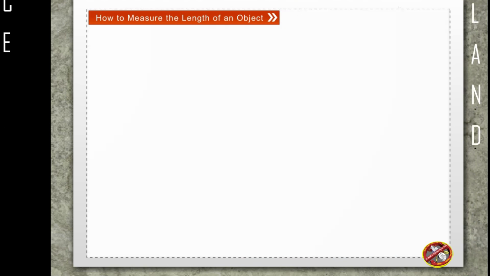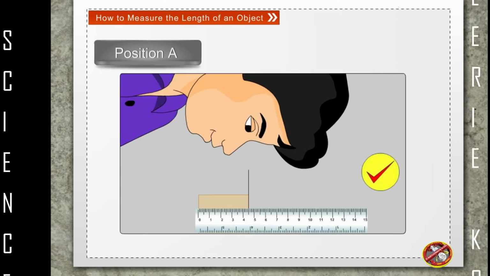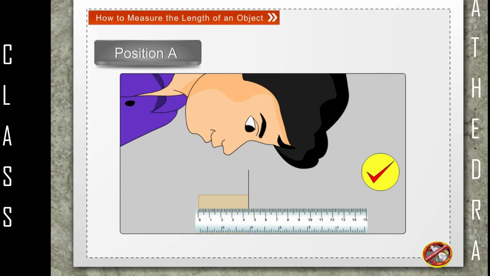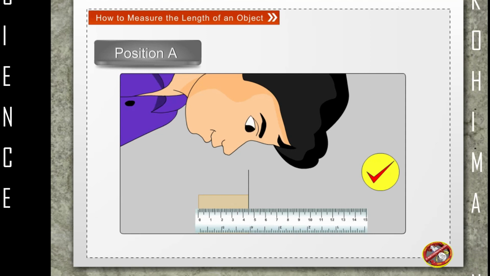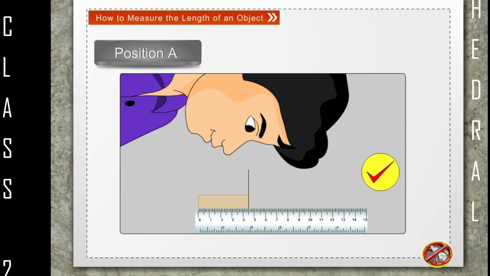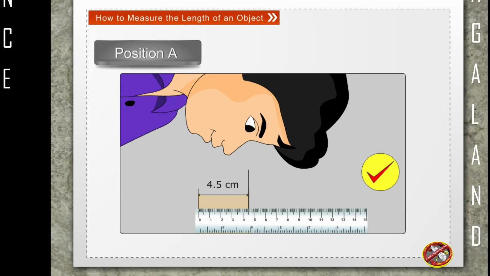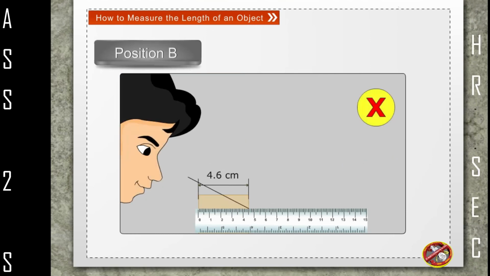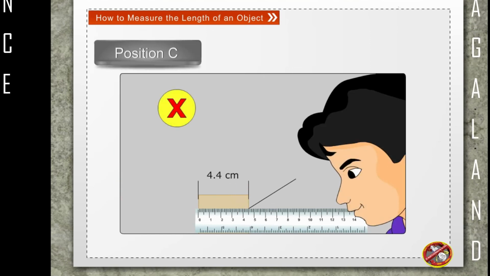Position of the eye. The correct position of the eye is also important for taking measurement. Our eyes must be focused exactly above the points where we are making our measurements, as shown in the figure. Position A is the correct position of the eye. Note that from position A, the reading is 4.5 centimeters, and from positions B and C, the readings are 4.6 centimeter and 4.4 centimeter respectively, which are wrong.